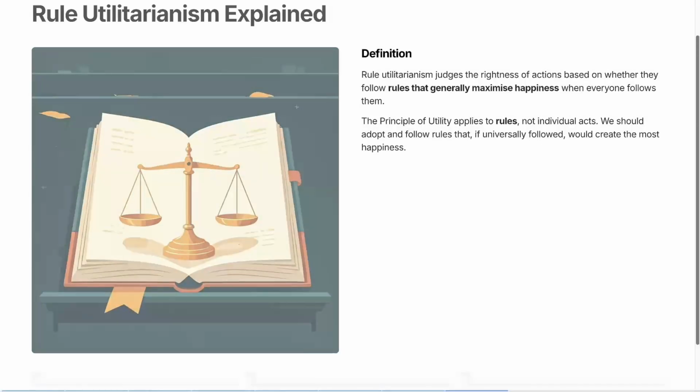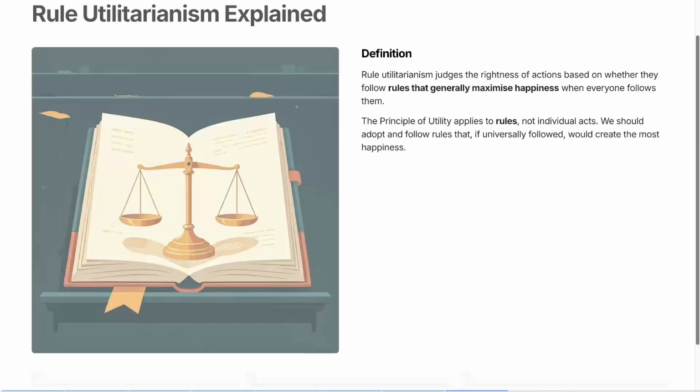Let's have a look at the other key concept, rule utilitarianism. Well, it attempts to address problems by focusing on general moral rules rather than the individual actions. According to rule utilitarianists, we should follow rules that tend to produce the greatest happiness when generally adopted by society. Examples could include rules like telling the truth, keeping promises, respecting individual rights.